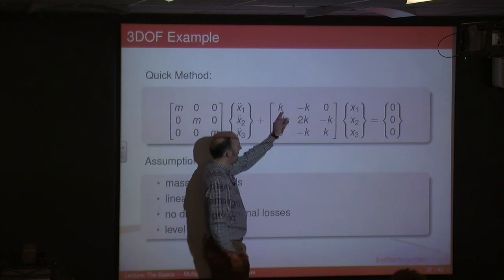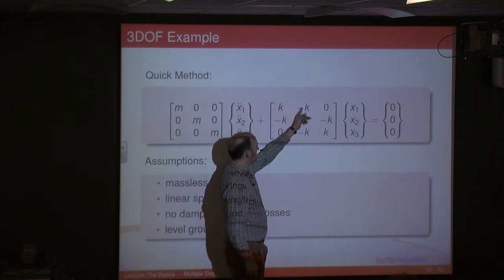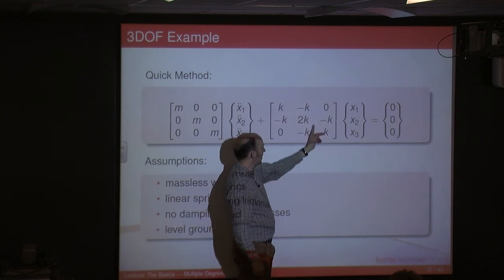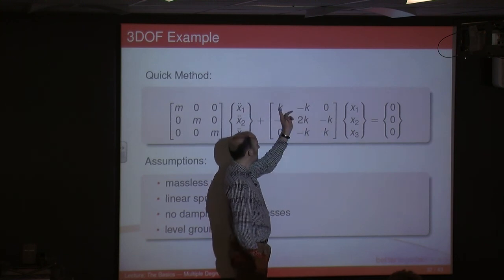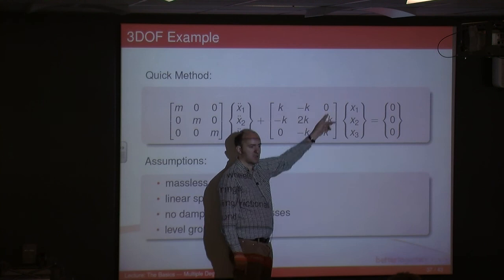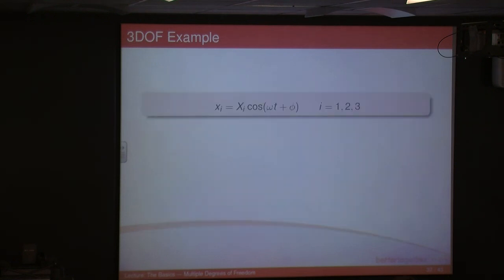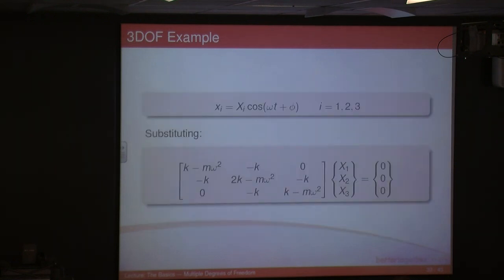Obviously between mass 1 and mass 2, so this box and this box, we've got minus K. Between mass 2 and mass 3, this box and this box, we've got minus K. And between mass 1 and mass 3, there's nothing, so we've got 0 in there. Make the substitution, you plug them in, you get your mechanical impedance matrix.